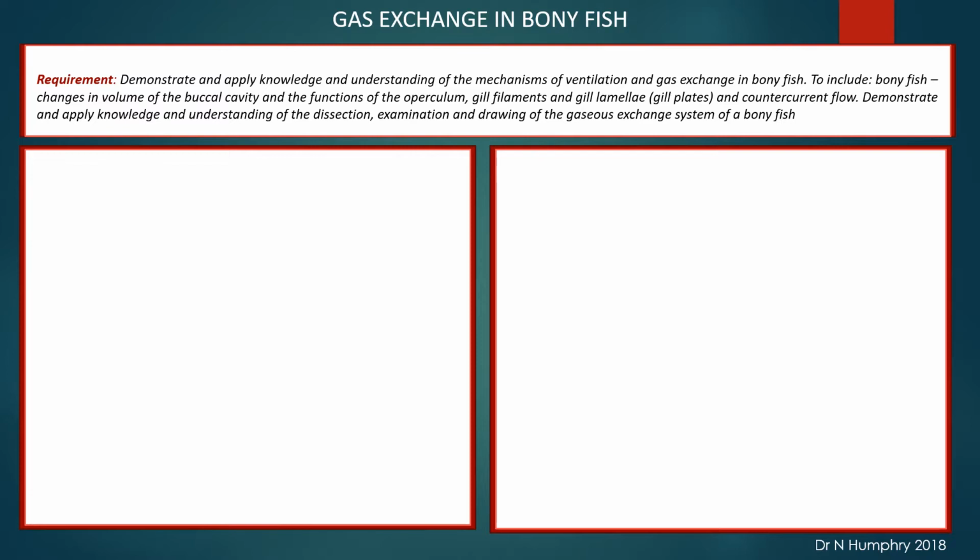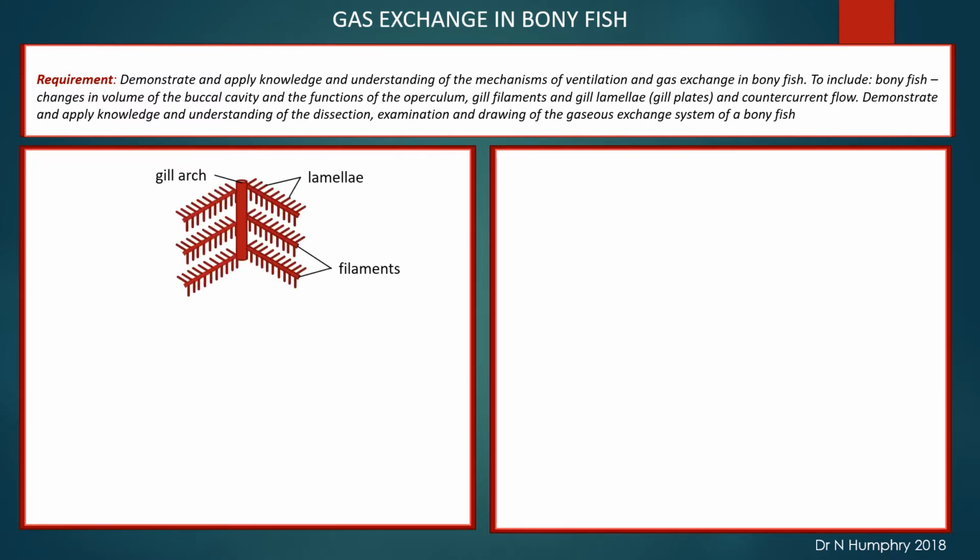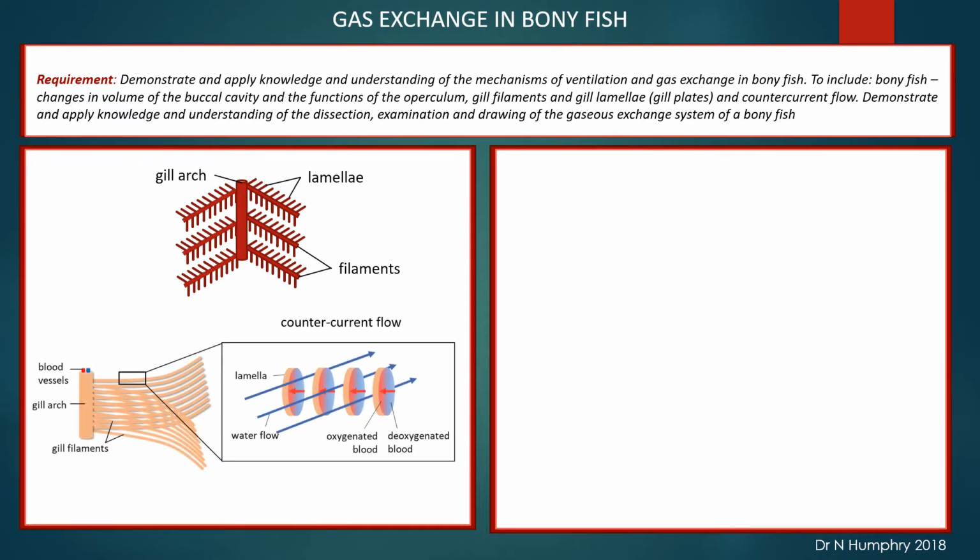Bony fish use gills at the back of their buccal cavity to absorb oxygen from water into their blood and release carbon dioxide. Each gill contains 2 rows of gill filaments attached to a gill arch. Gill filaments have folds of lamellae to increase their surface area. Capillary blood flow through these lamellae is arranged such that water moves across them in the opposite direction. This is called countercurrent flow and increases the diffusion rate.